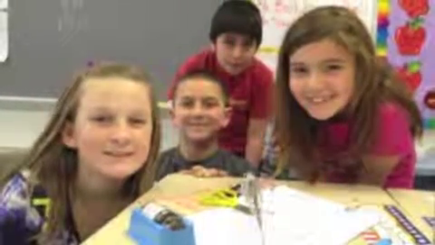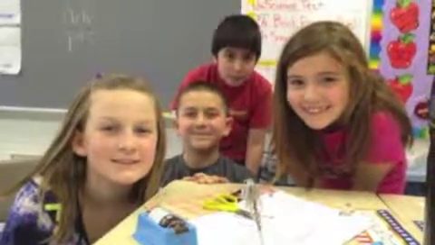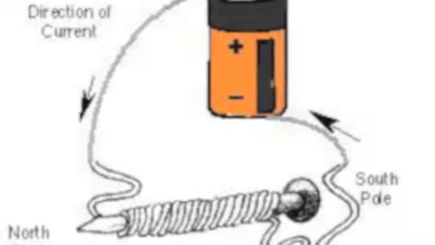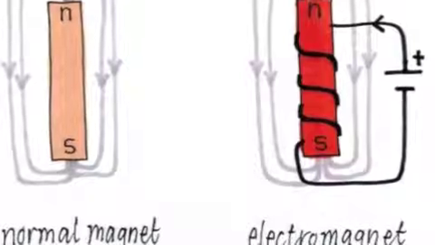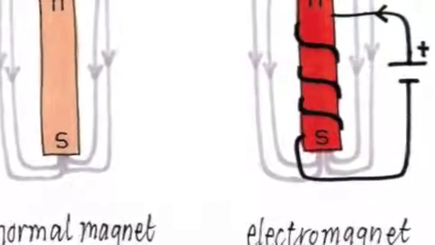The fourth and most exciting investigation will have students discovering that electricity can flow through metal objects and induce magnetism. Students will build an electromagnet and design tests for measuring the strength of their electromagnet.